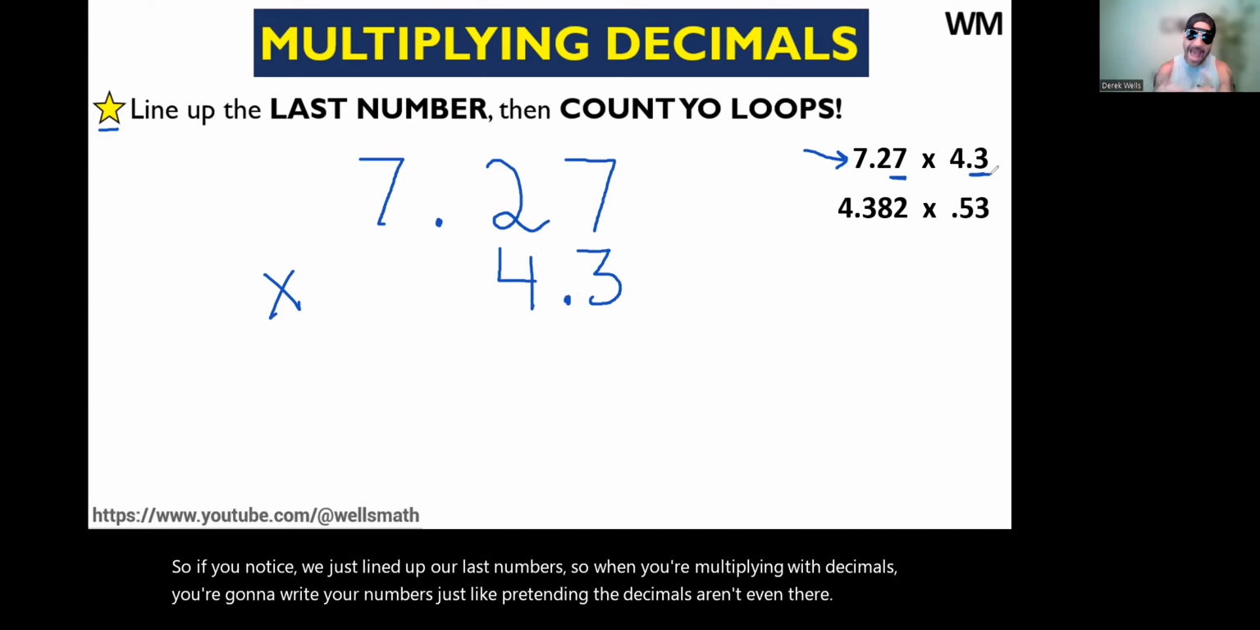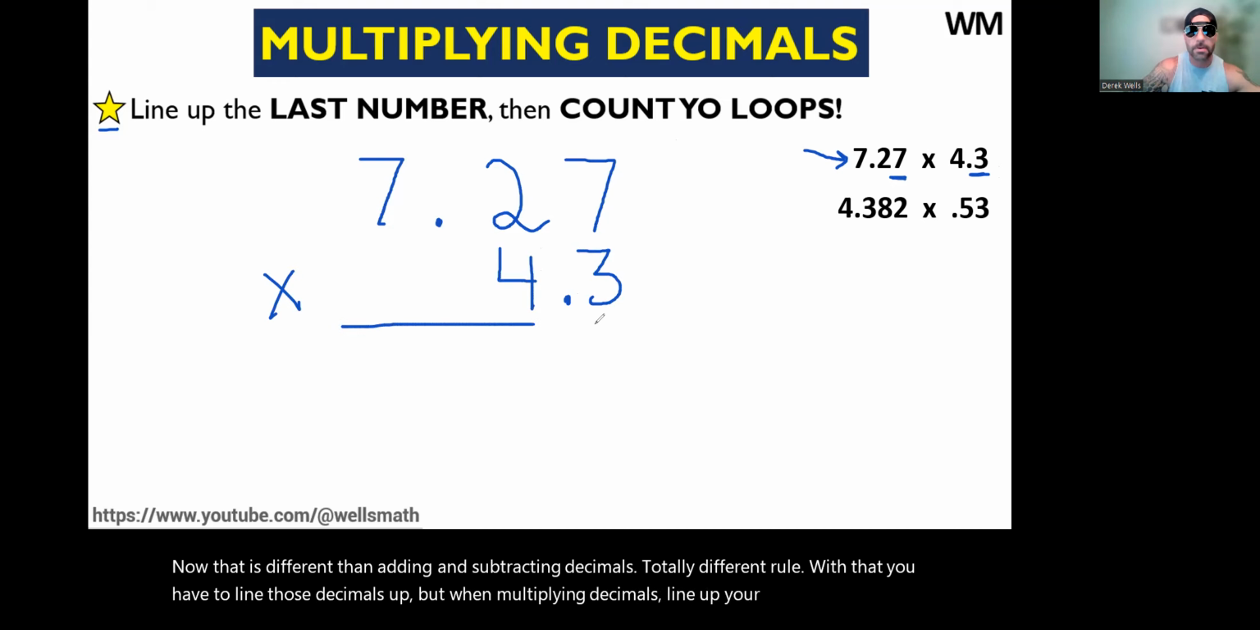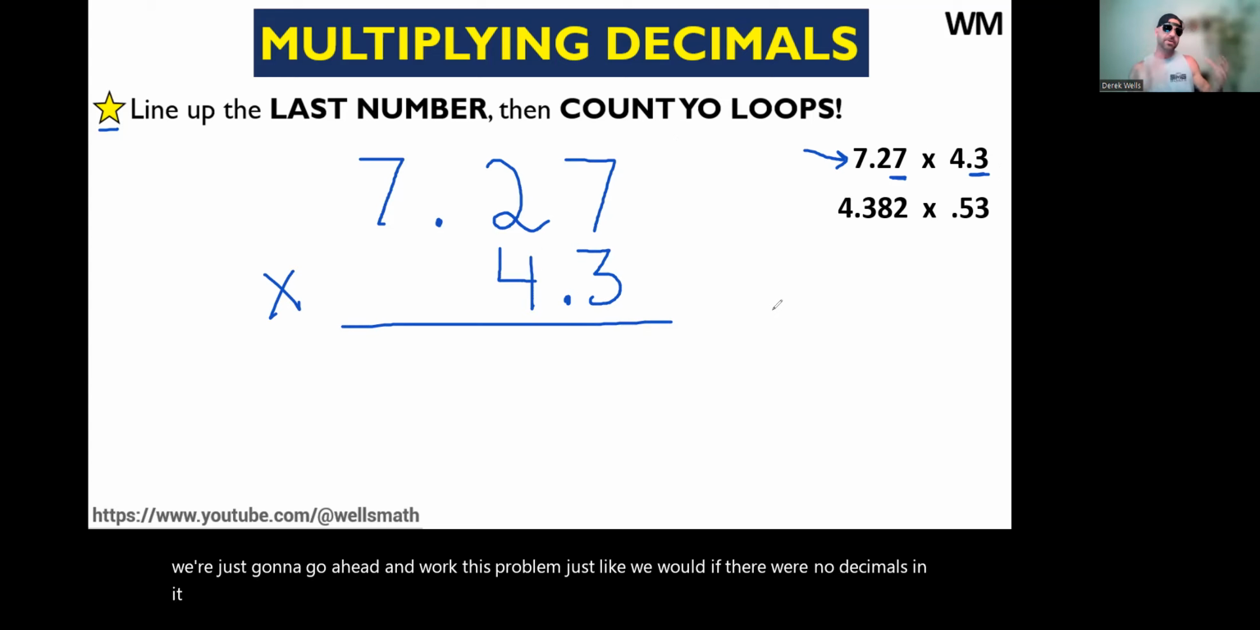Now, that is different than adding and subtracting decimals. Totally different rule with that. You have to line those decimals up. But when multiplying decimals, line up your last number. So we're just going to go ahead and work this problem just like we would if there were no decimals in it. And then when we get to our answer, that's when we're going to have a little rule that you're going to have to remember.